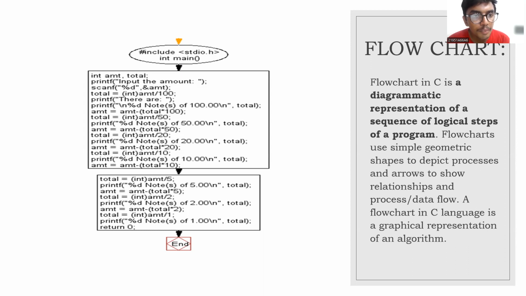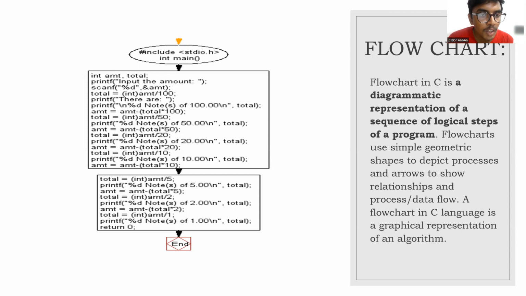Total is equal to int of amount by 50. Printf "%d notes of 50", total. Amount is equal to amount minus total into 50. Total is equal to int of amount by 20.